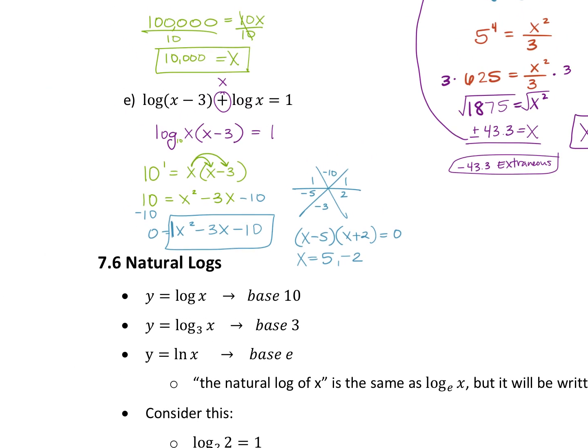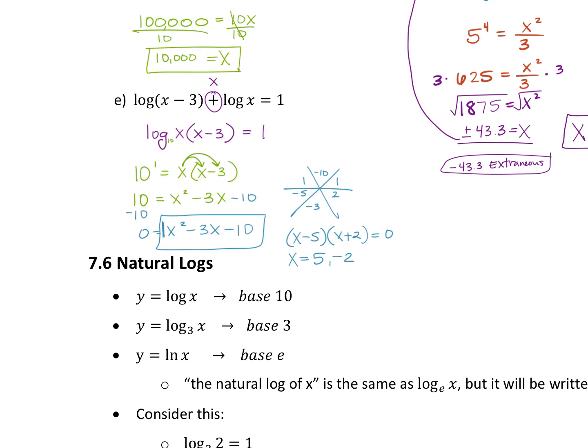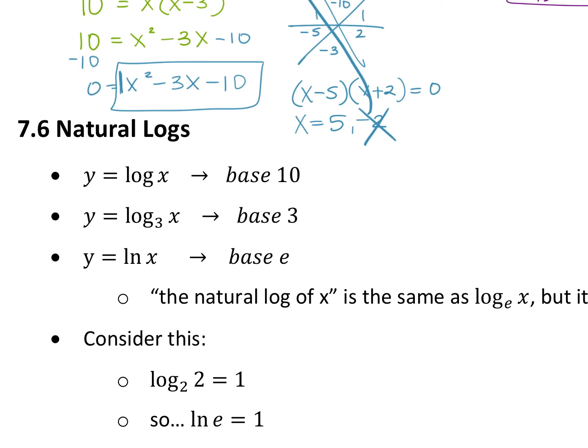Okay, go back to your original. Which one's extraneous? Negative 2. You cannot have a negative 2 because you cannot take the log of negative 2, right? So your answer is x equals 5.